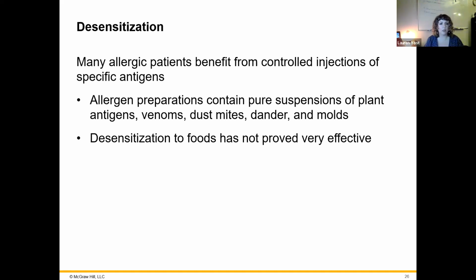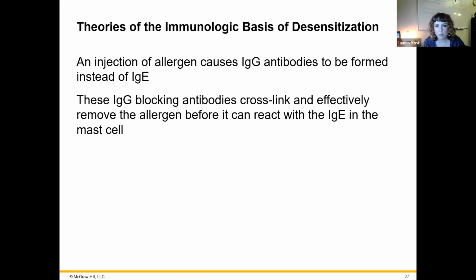So this works pretty well, like it says, with things like plant allergens, venoms, dust mite, dander, molds, but not very well with foods. So the idea is we'll use the injectant to stimulate your body to make IgG against that allergen. And what will happen is the IgG will block the ability of the IgE on the mast cells to interact with the allergen. To be coated with IgG, now no longer can the mast cell with the IgE get involved. So that's the idea of how that works.